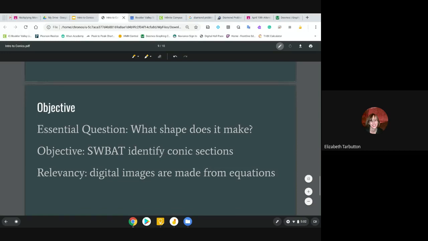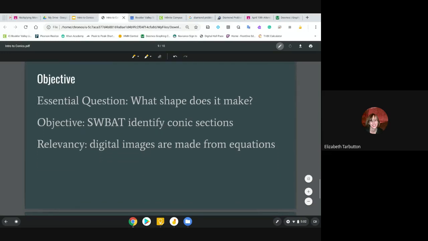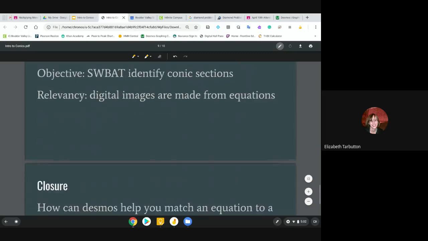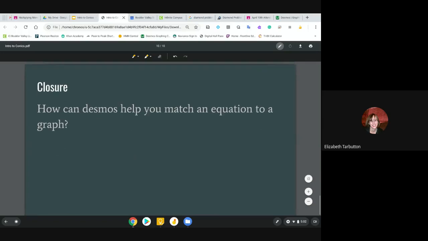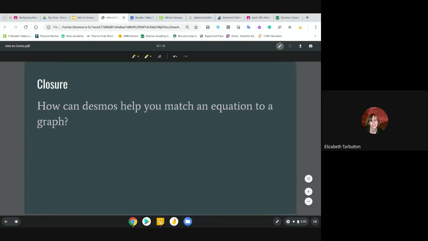So, checking in on our objective: students will be able to identify conic sections. Hopefully, you know how to put the equation into Desmos and identify which conic section it is: a circle, an ellipse, a parabola, or a hyperbola. For your closure, I want you to summarize in your notes how Desmos can help you match an equation to a graph. In your explanation, it would be really helpful to talk about the x and y intercepts, the domain, the range, and the lines of symmetry.